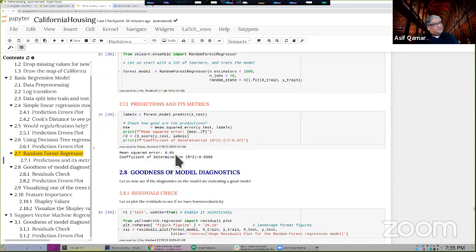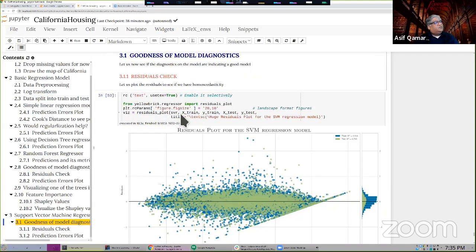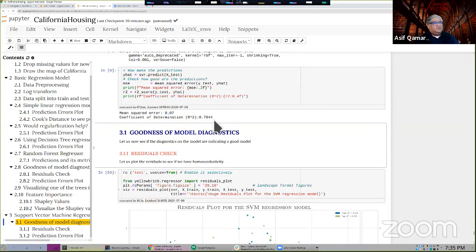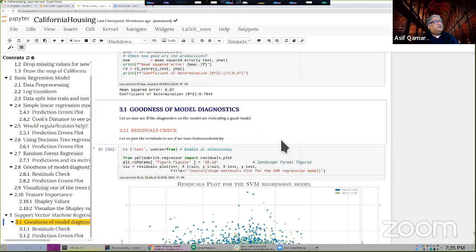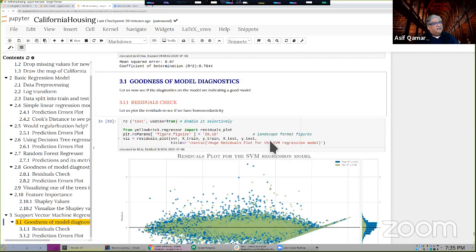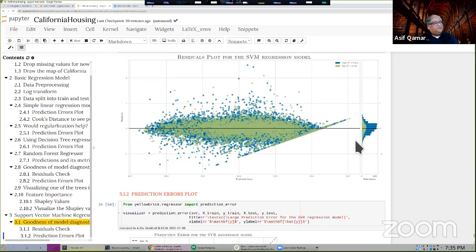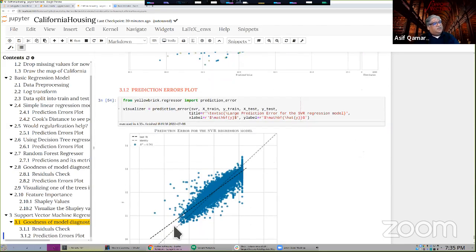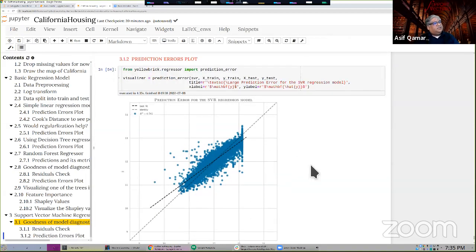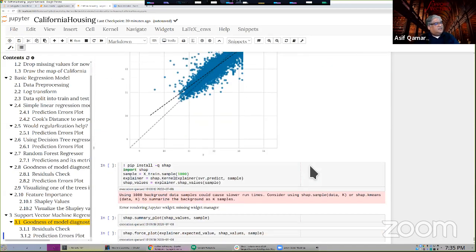Mean squared error was less. The coefficient of determination was 83%, and here it is 78%. So obviously, 5% less. Residuals look okay. There seems to be a fairly good correlation between prediction and reality, right?